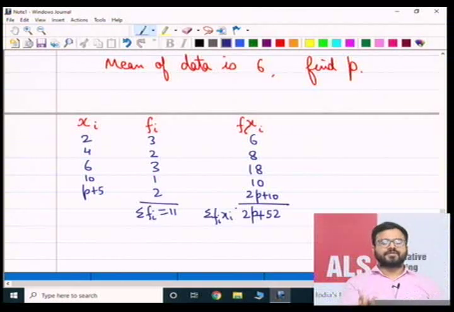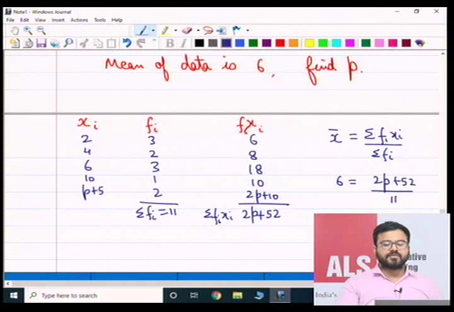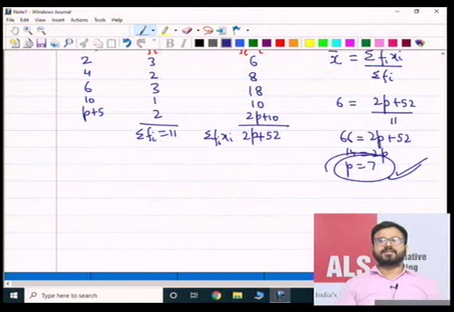Now what we have to do, after getting sigma f_i x_i and sigma f_i, we just have to put it in the formula for mean. And we know mean is given by x bar is equal to sigma f_i x_i over sigma f_i. Mean of data is given 6. So 6 is equal to (2p plus 52) over 11. It is just a linear equation, we have to solve it. So 66 is equal to 2p plus 52, and 14 is equal to 2p. So p is equal to 7. So when we solve this equation, we will get the answer as 7. That's it. A very easy one.